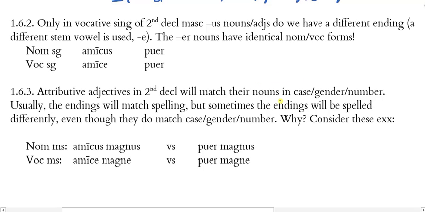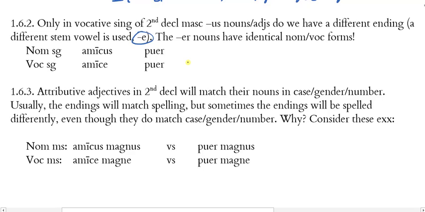All right, number 2 here, 162. Only the vocative singular of second declension masculine us nouns and adjectives, only in those do we have a different ending for the vocative there. Okay, so we don't use the identical nominative form. We actually switch to the stem vowel E at the end.